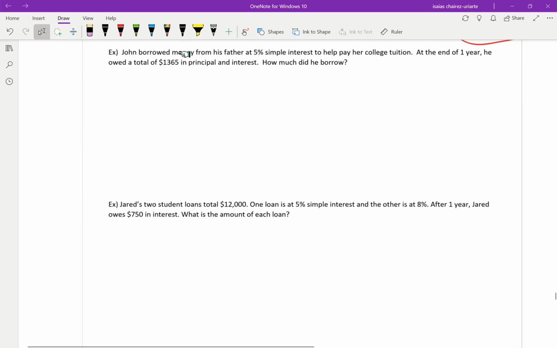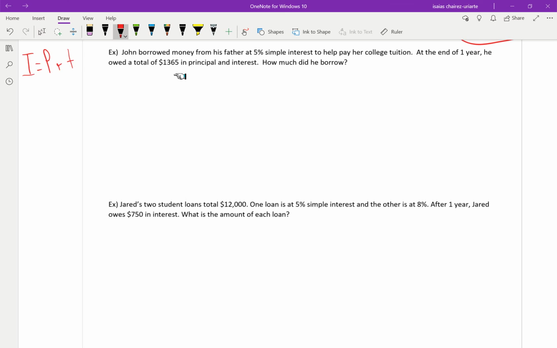John borrowed money from his father at 5% simple interest to help pay for college tuition. At the end of 1 year, he owed a total of $1,365 in principal and interest. So how much did he borrow from his dad? And right now what we're going to have to make use of is this little formula.